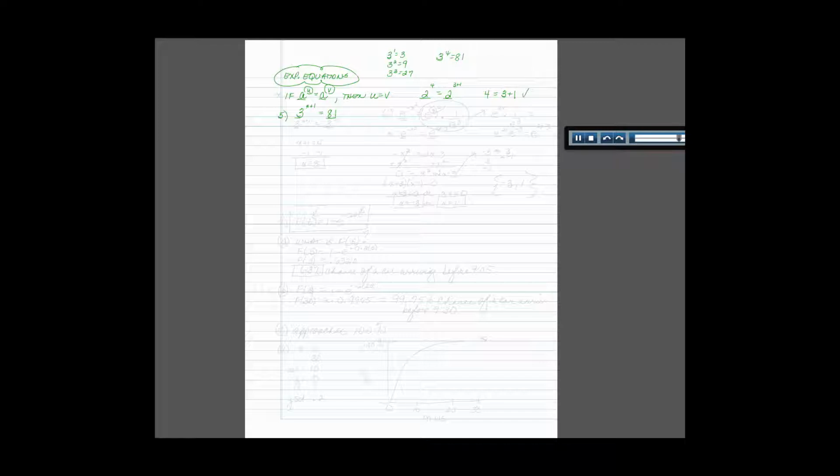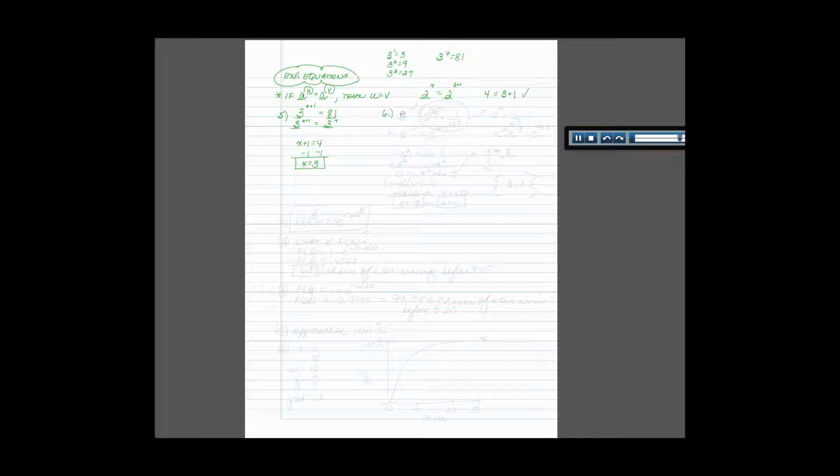So I say 3 to the x plus 1, and now I'm going to rewrite 81 with the same base, as 3 to the fourth. Now that the bases are the same, I use this rule and I can say, therefore, x plus 1 equals 4, and that is a very easy equation to solve, and I get x equals 3. And that is true. But you must have the bases the same. So let's look at example 6.